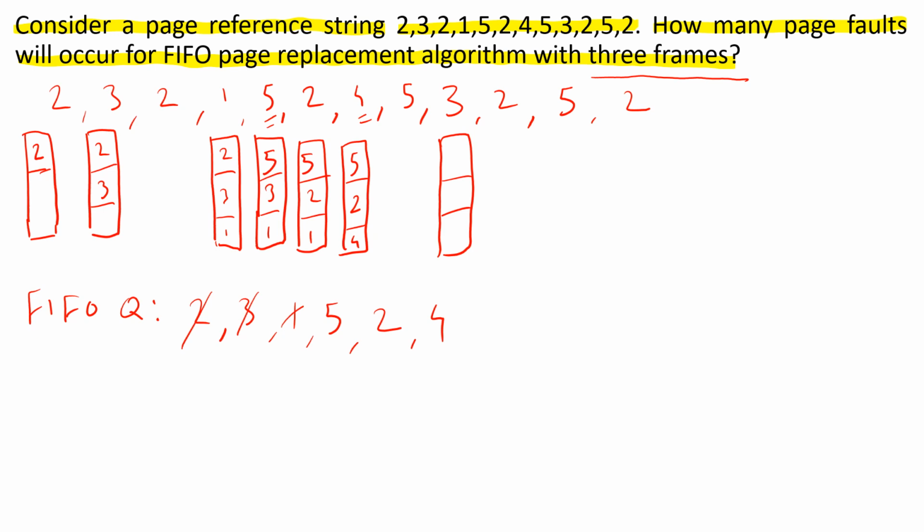When we needed 5, 5 was already there, so no page fault. Then we need 3, 3 is not there, so we replace 5. So in memory we have 3 2 and 4, and 3 is taken into main memory. Now we need 2, 2 is already there, no page fault.